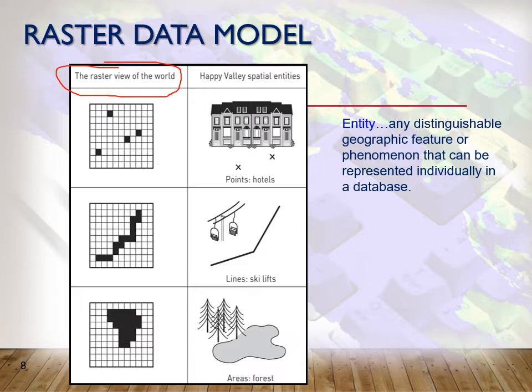So we are comparing the raster view of the world, which is all in pixels, to vector. If you're doing, for example, vector entities of houses, you would have points. For lines like ski lifts, you would have literally a line. And for areas, you would have a polygon. But these are a little bit different when they are used in the raster model. They kind of look like lines, they kind of down here look like polygons, but again, they're all based on pixels.